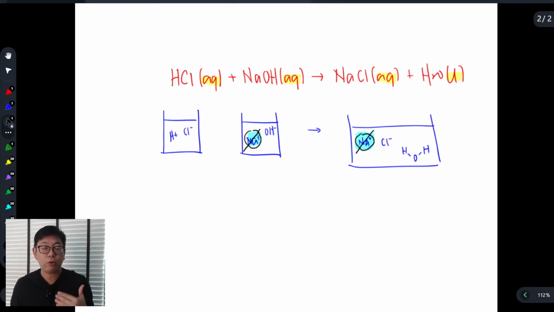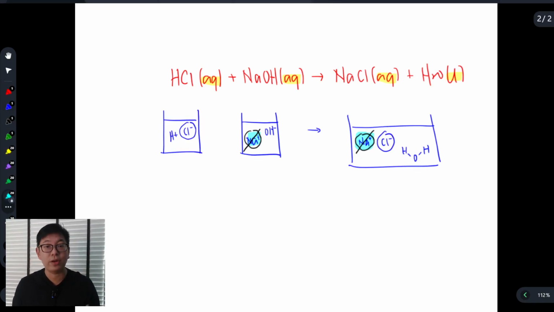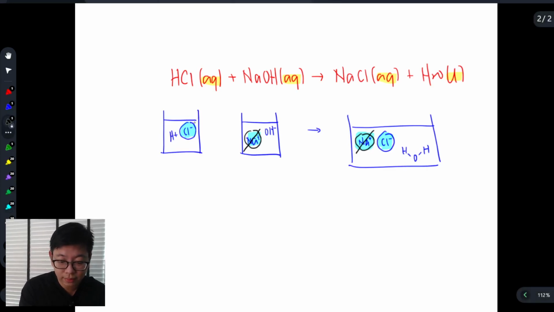So remember, an ionic equation will show us what ions react. We will ignore those that do not. So we cancel out the sodium. What is another one that remains unchanged? Chloride. The chloride ion remains unchanged. Before it is Cl-, highlighted in blue, and after it is still Cl-, highlighted in blue. So we're also going to cancel that out.